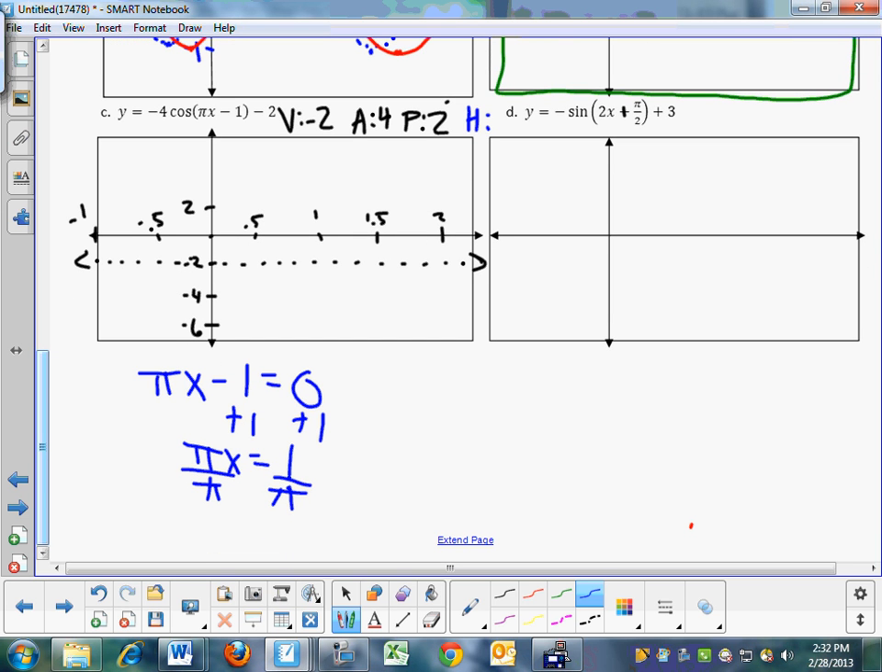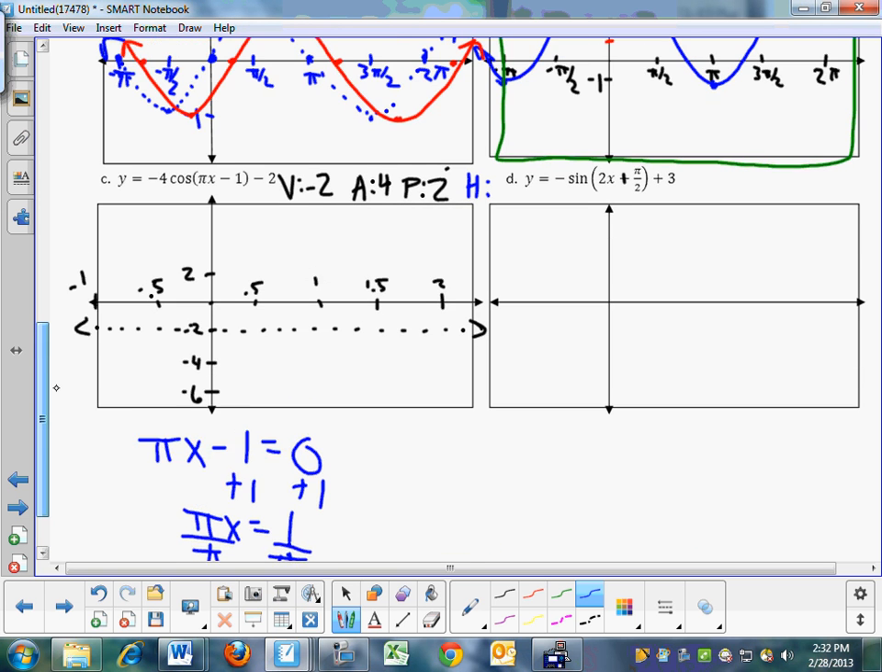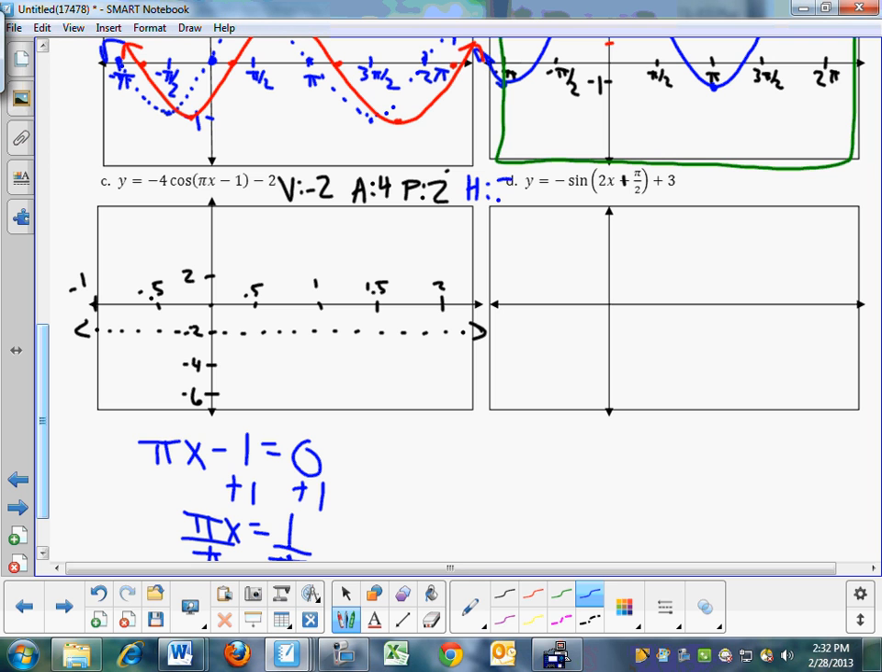What is 1 over pi? Somebody use a calculator real quick. 1 over pi. 0.3? Okay, about 0.3. So horizontal shift is about 0.3. How does that relate to my scale? I move it to the right. A full scale, less than a full scale? Less than, yeah. 3/5 of a full scale, right? Okay. So, about half, a little bit more than half.